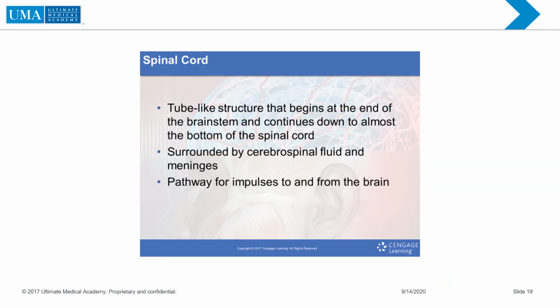Our spinal cord, or you may hear it referred to as the vertebral column, is a long, fragile tube-like structure, and it begins at the end of our brainstem and continues down almost to the bottom of the spinal column, ending in our coccyx. Now, the spinal cord will contain all the nerves that affect our limbs and lower part of the body, and it also serves as that pathway for our impulses to travel along.